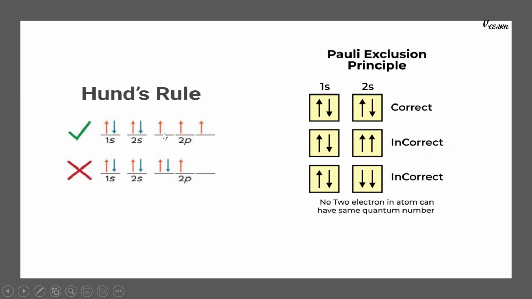So this is wrong as per Hund's rule. Here opposite spin. Okay, so it is correct. Here the orbital is filled with same spin. Here also same spin. So these two are incorrect.